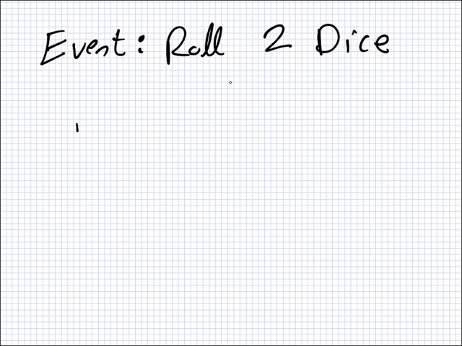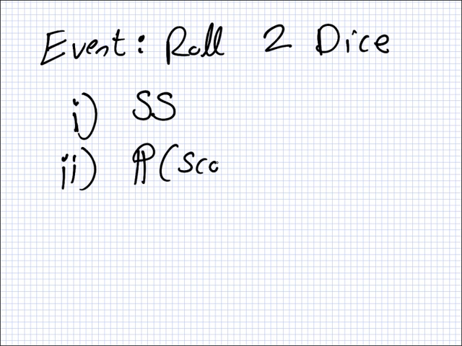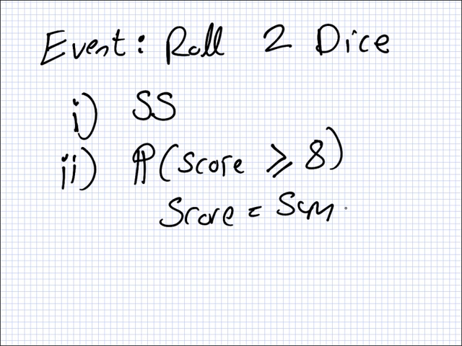So the event is to roll 2 dice. Okay, so the first question I want is the sample space, and the second question is I want the probability that you get a score which is greater than or equal to 8, and the score is defined as the sum of the 2. So for example, if you roll a 6 and a 6, you say your score is 12, and you roll a 1 and a 1, you say your score is 2.